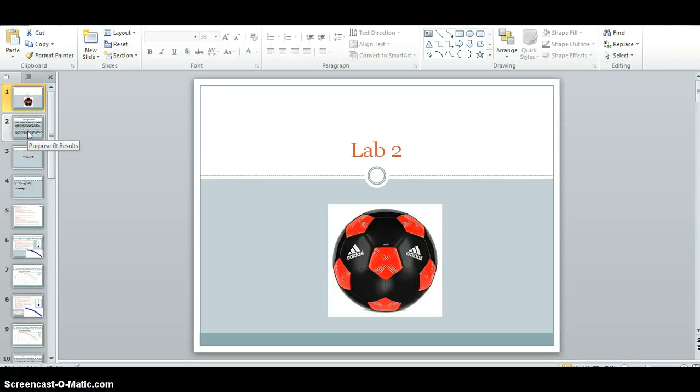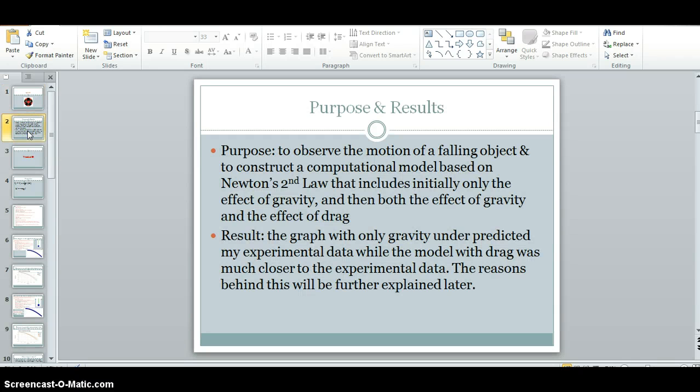This is Lab 2 for Physics 1. The purpose of this lab was to observe the motion of a falling object and to construct a computational model based on Newton's second law that includes first only the effect of gravity and then both the effect of gravity and the effect of drag. The result was that the graph with only gravity underpredicted my experiment data, while the model with drag was much closer to the experimental data. The reasons behind this will be further explained later.